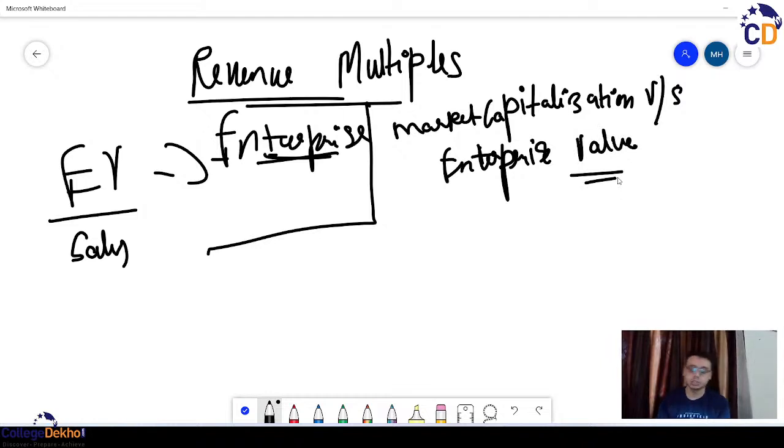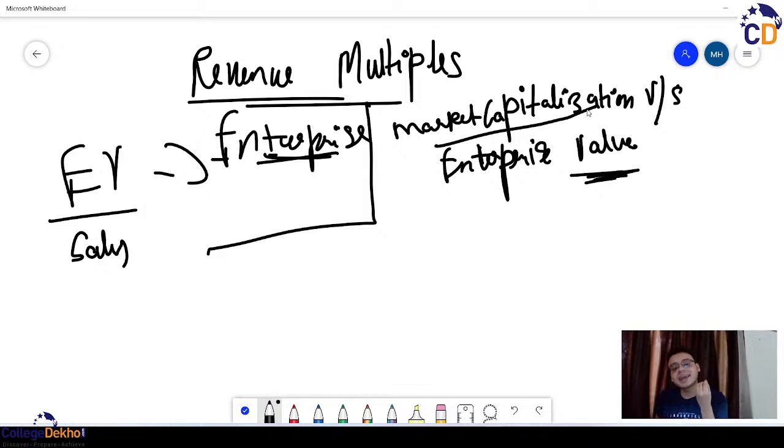Market capitalization and the enterprise value. So when we talk about the market capitalization of the company, it only involves the equity shares of the company. It does not take into consideration the debt of the company, the cash flow position of the company. So if a company A is acquiring a company B on the basis of the market capitalization, it might appear to be cheap because this company has not taken into consideration debt.